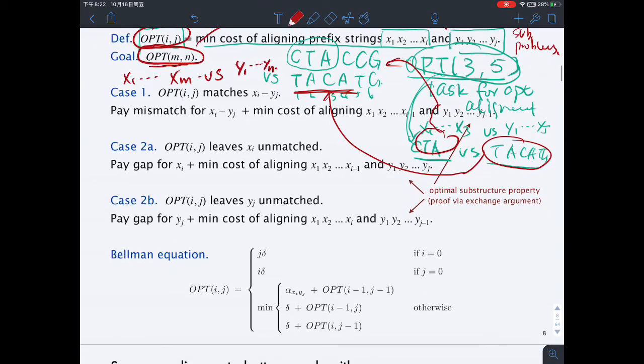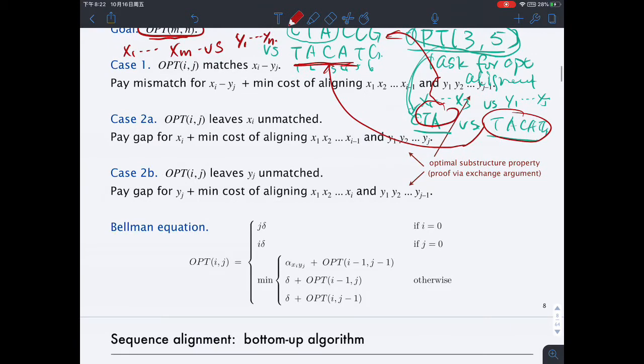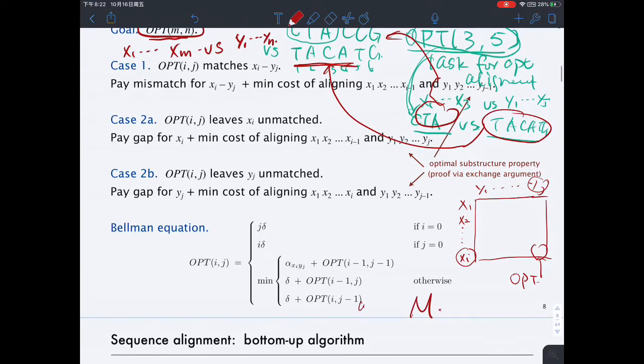So now, let's start with the recursive part. We want to imagine that we can put this subproblem in this manner: x1 up to xi, I'm drawing over here, and y1 up to yj. Now we want to make a decision. This is the optimal solution we are trying to look for. Just recall that we want to decide the alignment.